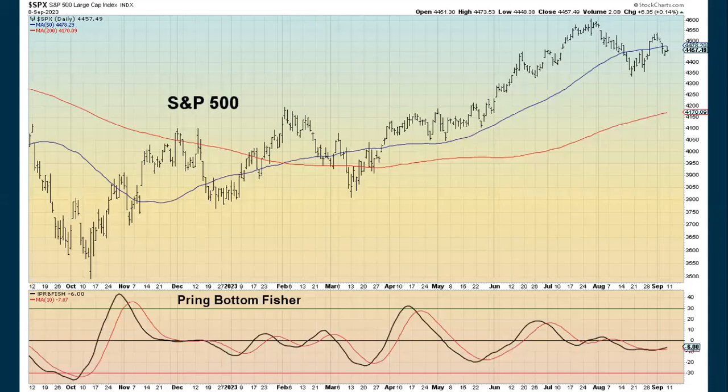Then we have the Pring bottom fisher, which might be starting to generate a signal, but sometimes this can give us false signals. This is pretty good at picking up when the market's really been going down strong and we're about ready to hit a bottom. And then it can cross over positive, meaning it goes above the red line. But when we really get good signals from this is when we get a good deep reading to the downside. That will usually be more positive.